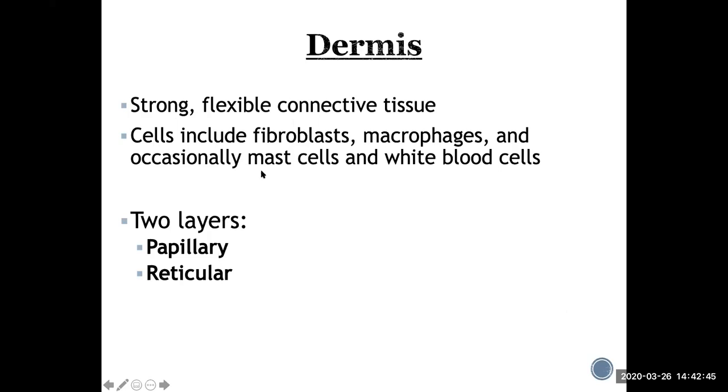So the cells of that connective tissue include fibroblasts, which again are cells that produce the fibers that are found in connective tissues, right? Macrophages, which again are immune cells that eat pathogens through autophagy or phagocytosis. And occasionally mast cells and white blood cells, which are also immune-related cells. So these are really very important, those last three, because the dermis is subject to injury. We want to make sure that we've got lots of immune power, like right there.